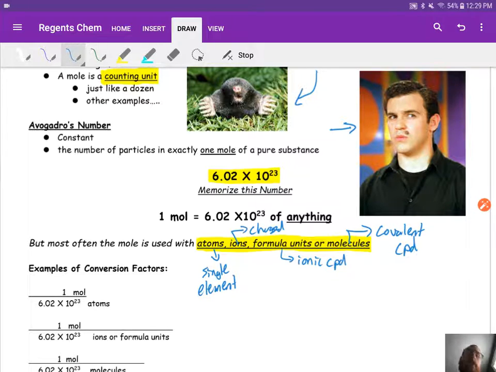So for now, guys, don't worry so much about those, but just remember that when we say a mole, it's talking about the number of atoms, okay? And this is a gigantic number. This is 602, and then there's 21 digits after it. Okay, that's how big that number is.